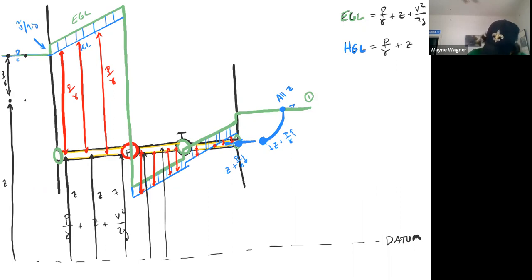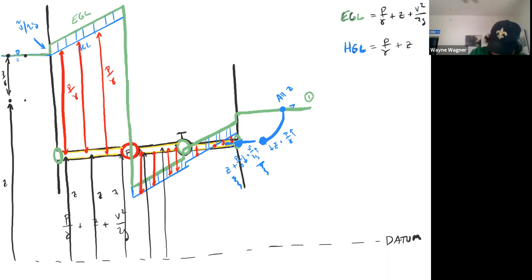And we see that because V squared on 2G has gone up. So now we've got some velocity head. Now for the rest of this flow to the left, this is going to remain constant all the way across. The Z is going to remain constant all the way across. And you can see the only thing that's changing is the pressure. And so we're losing pressure.